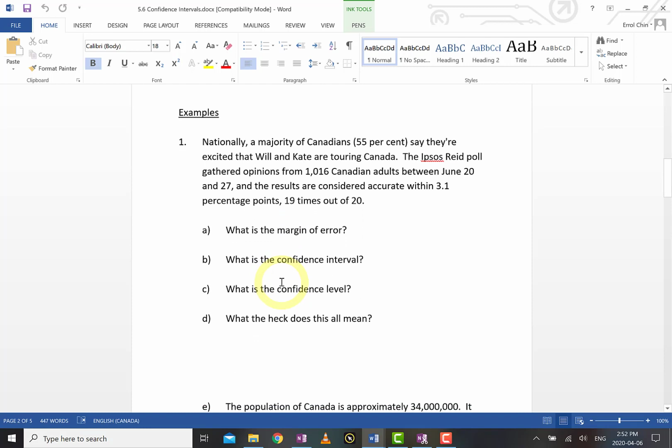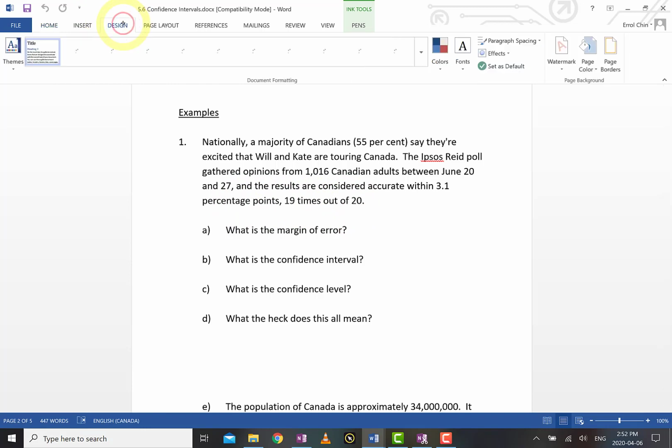It says here, nationally, the majority of Canadians, 55%, say they are excited that Will and Kate are touring Canada. The Ipsos Reid poll, a company that does polling, gathered opinions from 1,016 Canadian adults between June 20th and 27th, with results considered accurate within 3.1 percentage points, 19 out of 20 times.